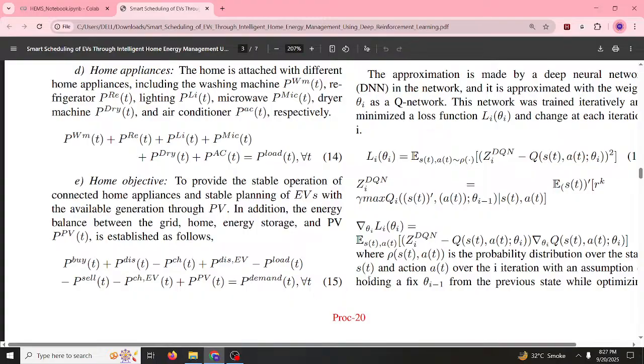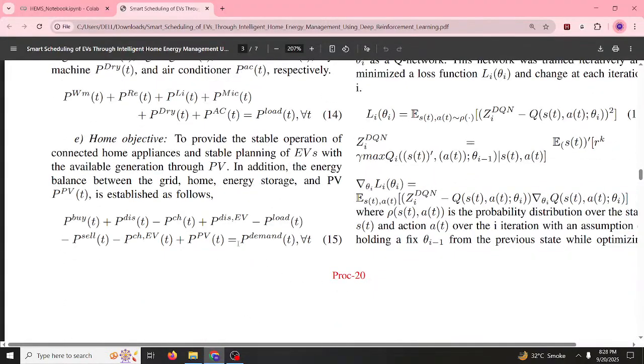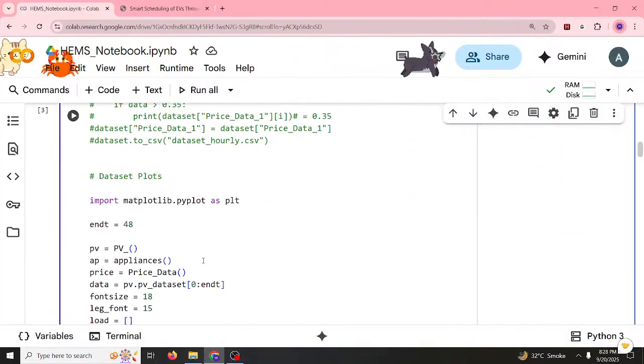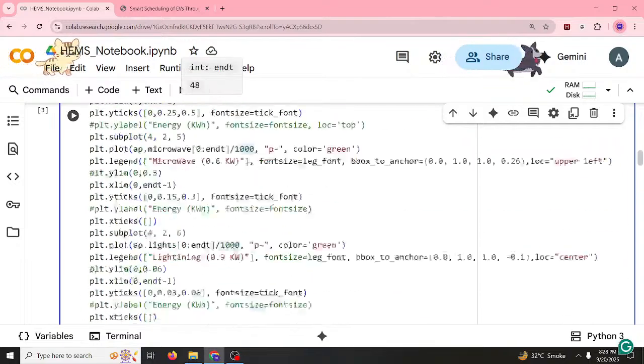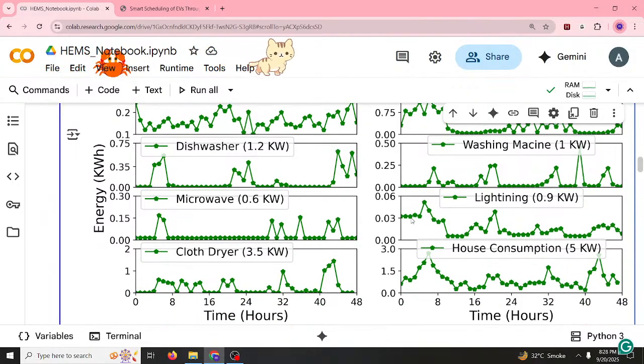So power demand sometimes is zero. Theoretically it is not actually zero. It means the overall sum of all the energies coming to the home and going out of the home must be equal. Sum of all the energies must be equal. So this is the overall objective. We can test this home model here, and we can plot our refrigerator pattern and air conditioner consumption pattern. These are all the consumption patterns.